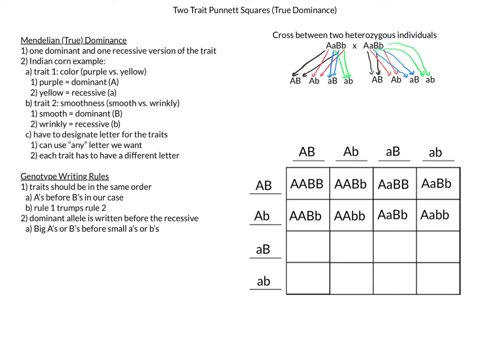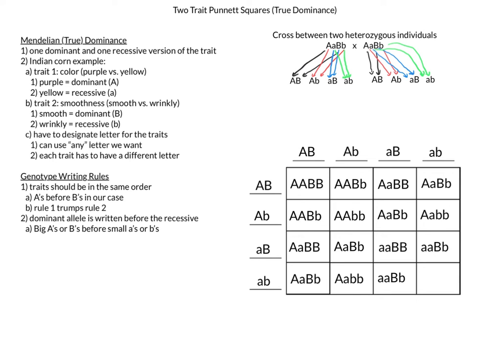Third row from left to right would be big A, little a, big B, big B. Next, big A, little a, big B, little b. Third, little a, little a, big B, big B. And lastly, little a, little a, big B, little b. And our fourth and last row from left to right would be big A, little a, big B, little b. Next, big A, little a, little b, little b. Third, little a, little a, big B, little b.